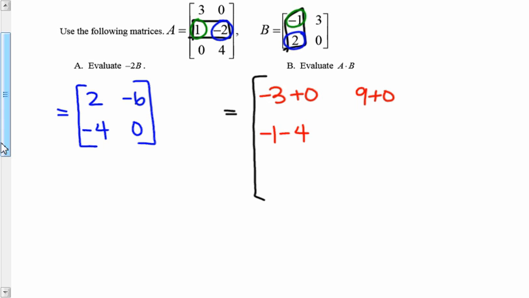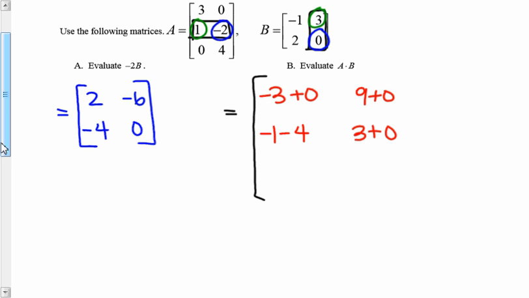All right, sticking with that second row, moving on to my second column. 1 times 3, and I'm adding that to -2 times 0. So 1 times 3 gives me 3. -2 times 0 gives me 0.